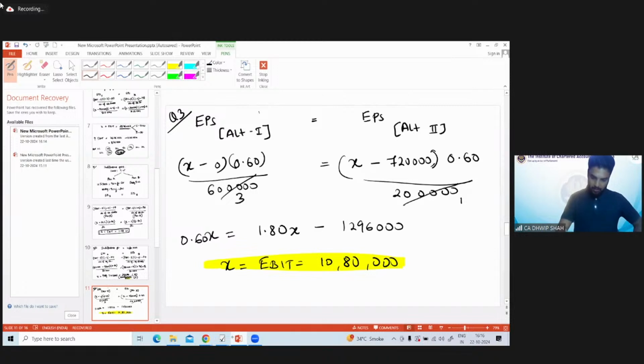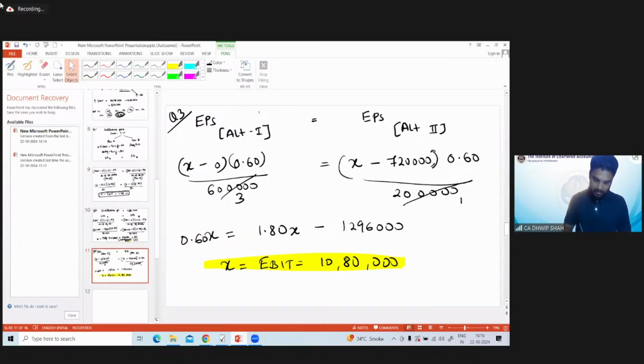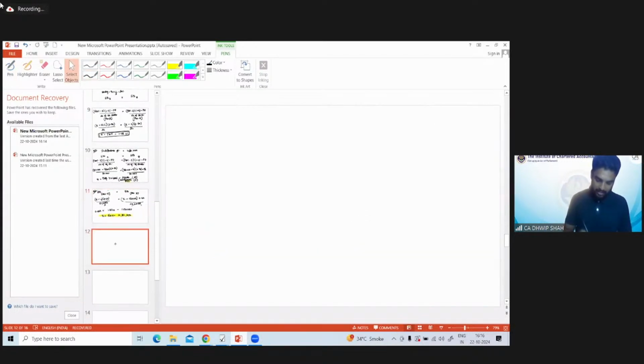10.8 is correct. Perfect. Everyone is through with this concept of indifference point. Now, if you want to verify your results, whether EPS is coming the same under 1080, then let's check that as well, so that your answer is verified.